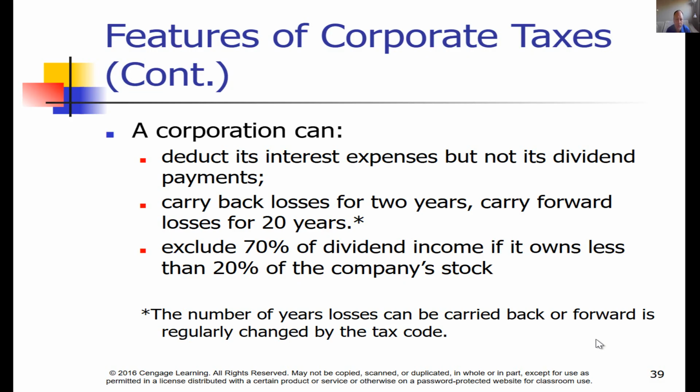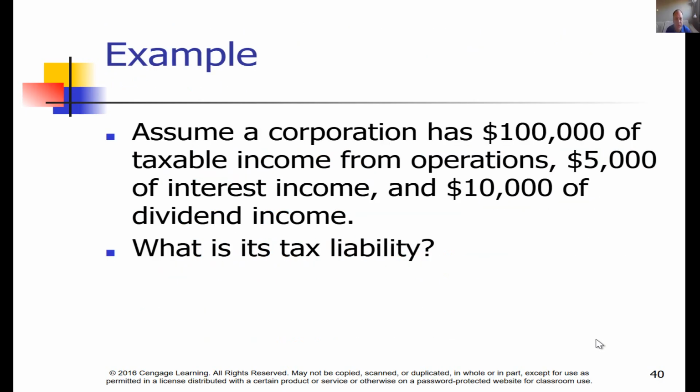Also, corporations have some more bizarre and complex features, like they can exclude 70% of dividend income if they own less than 20% of the company's stock, and it's even more complex than that. There are other exclusions depending on the ownership of the company's stock. And these numbers are regularly changed. The number of years losses can be carried back or forward is regularly changed by the tax code. So, for example, assume a corporation has $100,000 of taxable income from operations, $5,000 of interest income, and $10,000 of dividend income. Then what is its tax liability going to be?